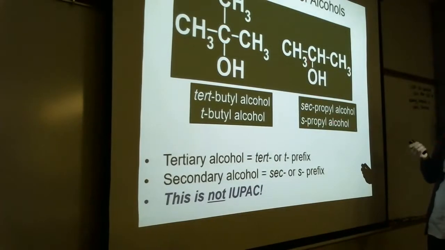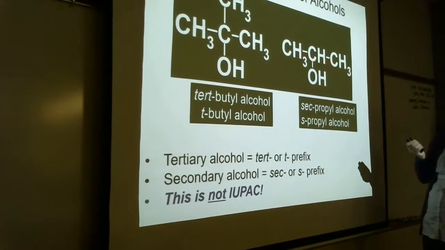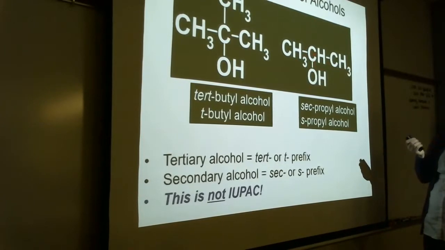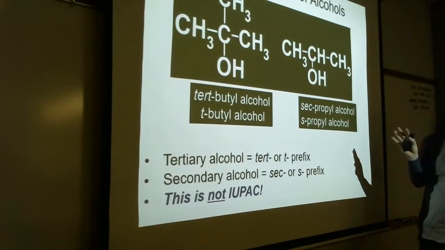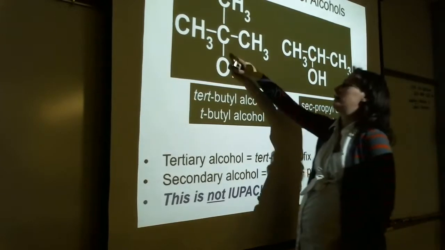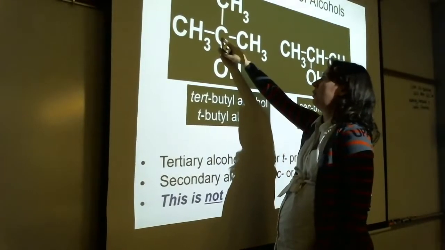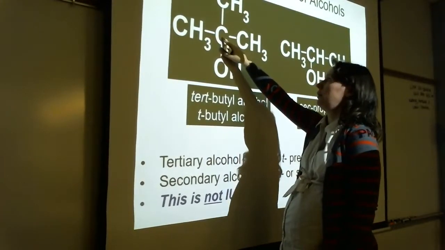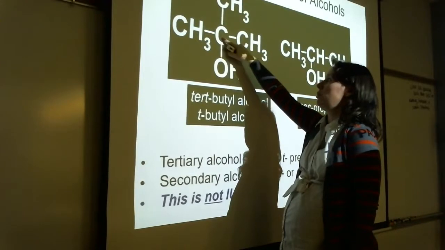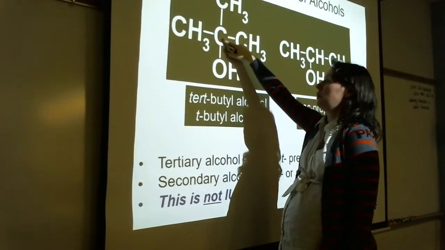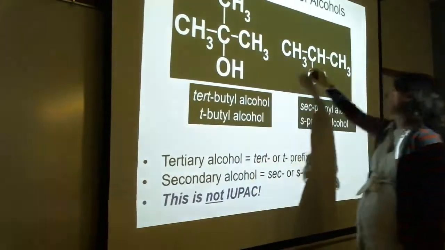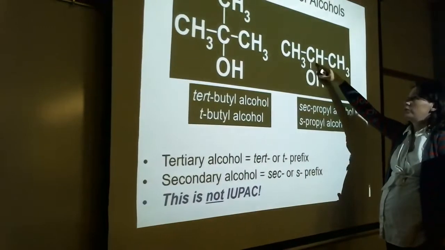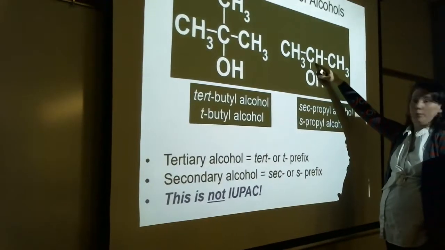This would be S-propyl, because there are 3 carbons, which makes it propyl, and this is a secondary carbon where the OH is. But again, these are not IUPAC names. The IUPAC name of this would be what? 2-methyl, then what? 2-propanol. And then this would just be 2-propanol.